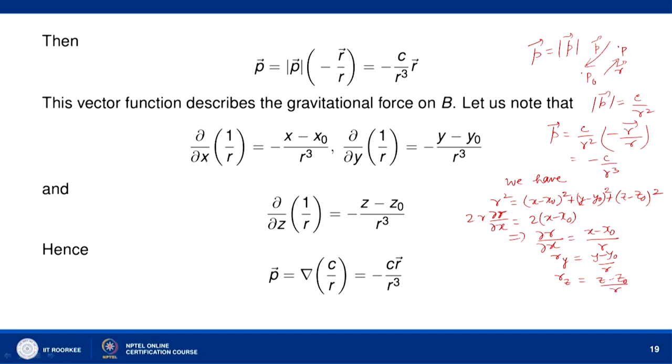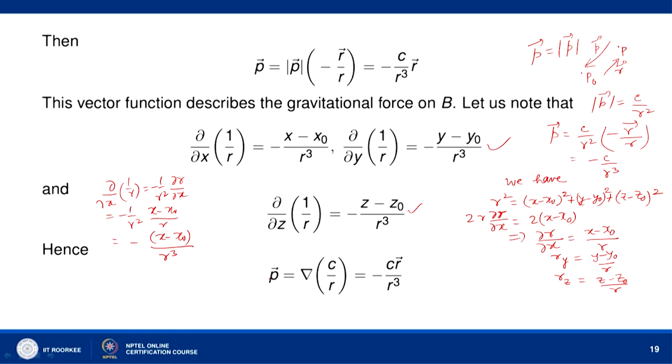Now, the partial derivative of 1 over r is minus 1 over r square into r x. So that is equal to minus 1 by r square times (x minus x naught) over r. So we get minus (x minus x naught) over r cube. Similarly, the partial derivative of 1 over r with respect to y is minus (y minus y naught) over r cube, and the partial derivative of 1 over r with respect to z is minus (z minus z naught) over r cube.